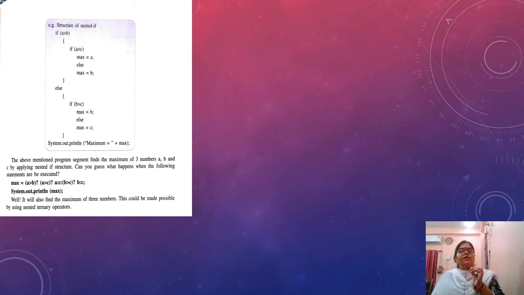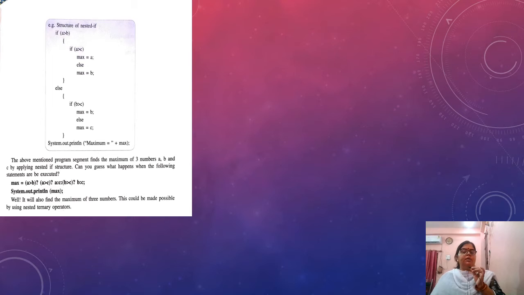Now the structure of nested if. See, if a is greater than b, and if a is greater than c, we have checked all three numbers. First a has been checked against b, and then against c, then maximum is a, else b. Otherwise we come here: if b is greater than c, max is b, else max is c. Like this we are going to get our maximum number.